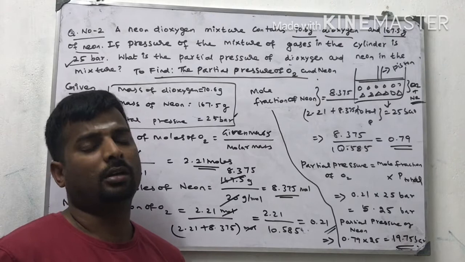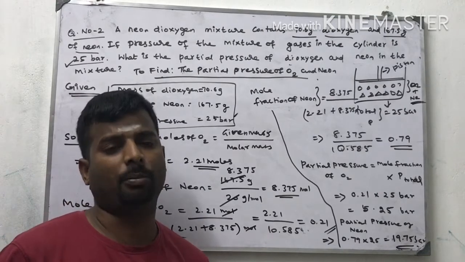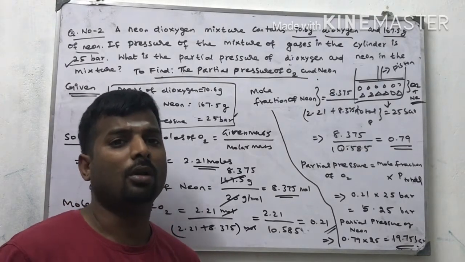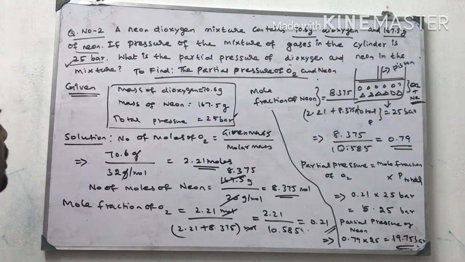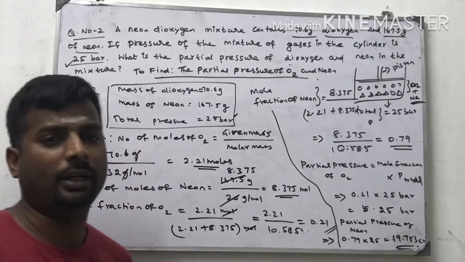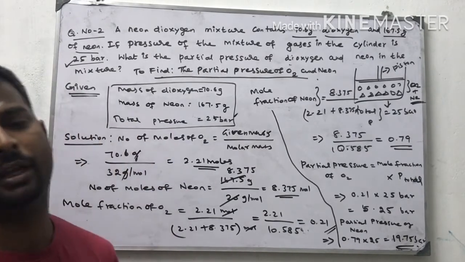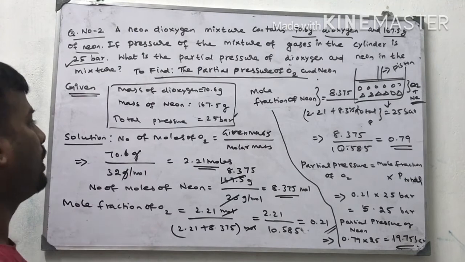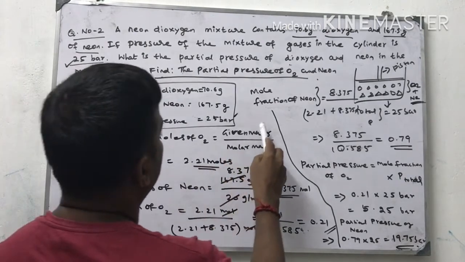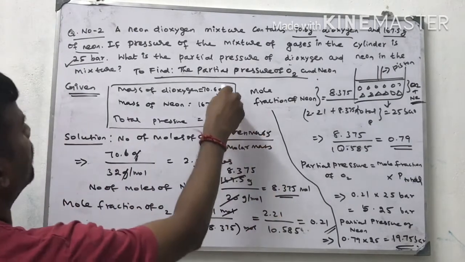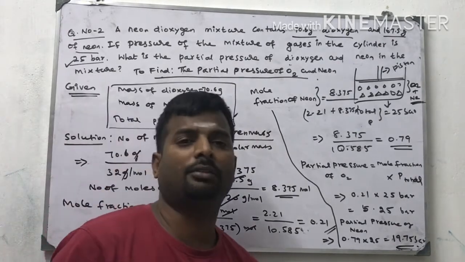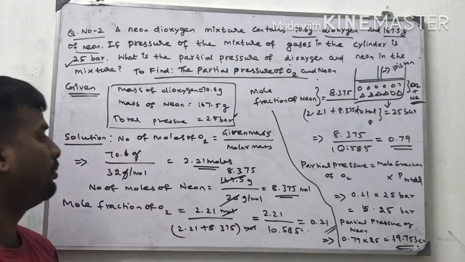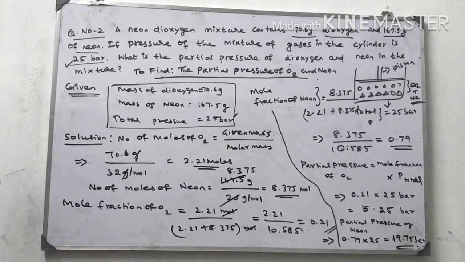Partial pressure is equal to mole fraction into P total. Mole fraction we don't know, so we have to find mole fraction with the help of these steps. First we have to find number of moles. After that we have to find mole fraction. Number of moles of oxygen is given mass by molar mass. Given mass is this one. Molar mass, we know that molecular mass of oxygen is 32. So simplifying, we get 2.21 moles.